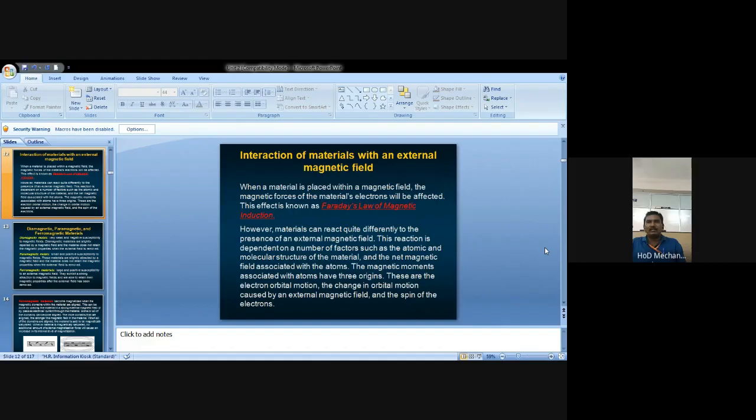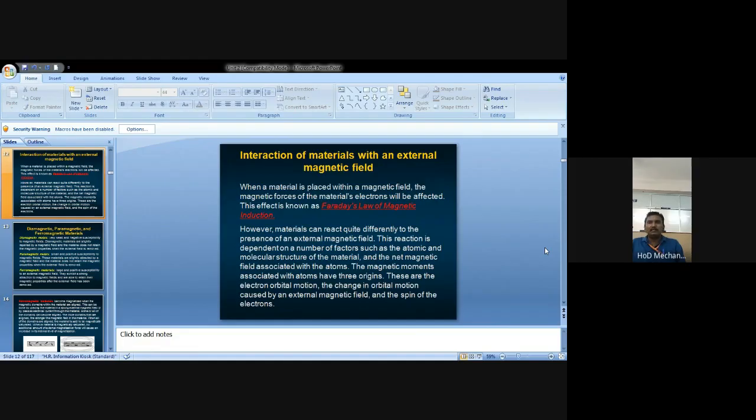However, materials can react quite differently to the presence of an external magnetic field. This reaction depends on a number of factors, depending upon the atomic and molecular structure of the material. If an external magnetic field is present on the working specimen, that means the testing specimen, the magnetic particles will react depending upon the external magnetic field. That will be indicated here.